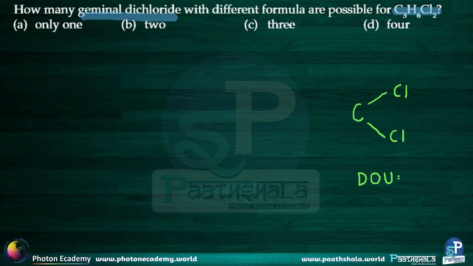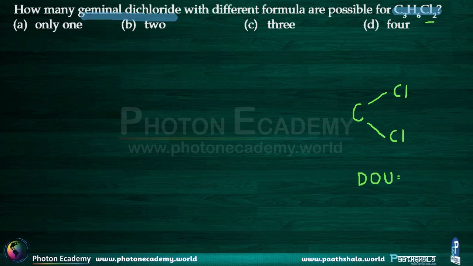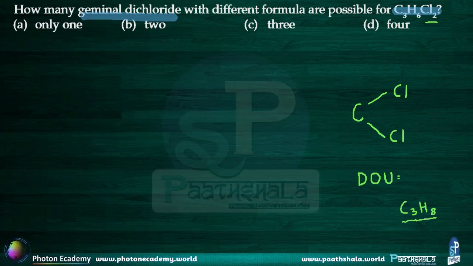The method is to remove the halogen atoms from the compound and add an equal number of hydrogen atoms. So here when I remove both of the chlorine atoms and add 2 hydrogen atoms, what I get is C3H8, and the method says that the degree of unsaturation of this organic compound obtained will be equal to that of C3H6Cl2.